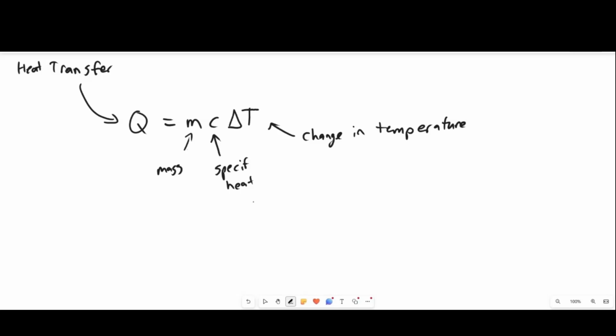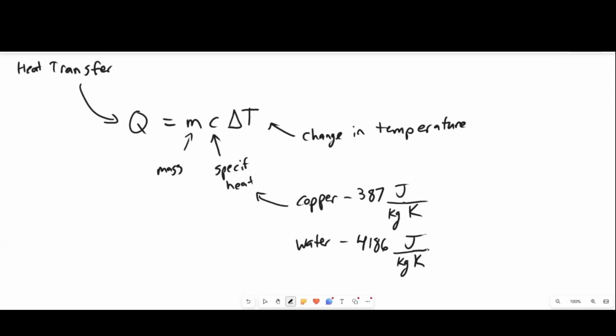So the specific heat is inherent to a type of material. So if you have, for example, copper, it will have a specific heat of 387 joules per kilogram per Kelvin. And something like water will have 4,186 joules per kilogram per Kelvin. So different materials will have their own different specific heats. And so let's do an example problem where we apply this equation.